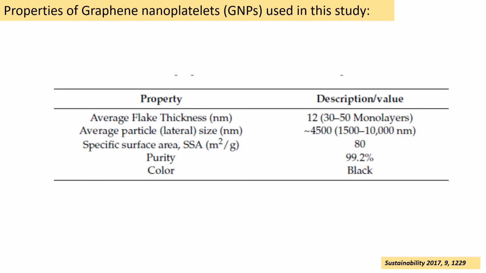Now this also shows that researchers in this discipline, civil engineering, also used GNP, or graphene nanoplatelets, which are very thin in nature and also large in size. They exploit this material in order to improve the mechanical properties of cement or concrete composites.